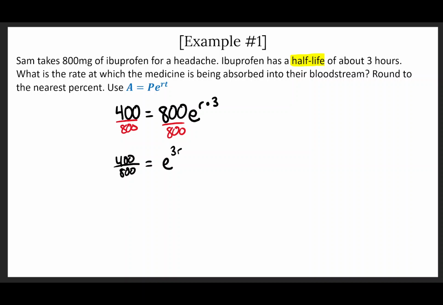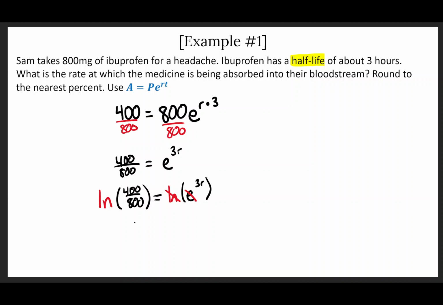All right. I got the exponential by itself. I want the E to go away, so I'm going to use its log to make it go. So I have ln to take care of that. I'm going to ln both sides of my equation. So it's going to look like this. ln of 400 over 800 equals ln of E to the 3R. Keeping in mind that ln and E are designed to cancel each other out. So I'll just have 3R left on that side.